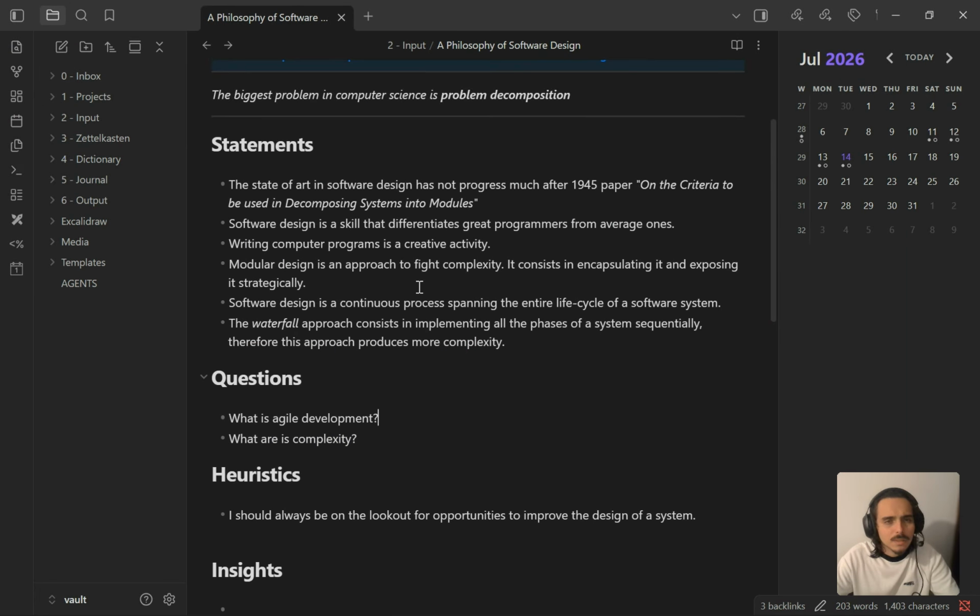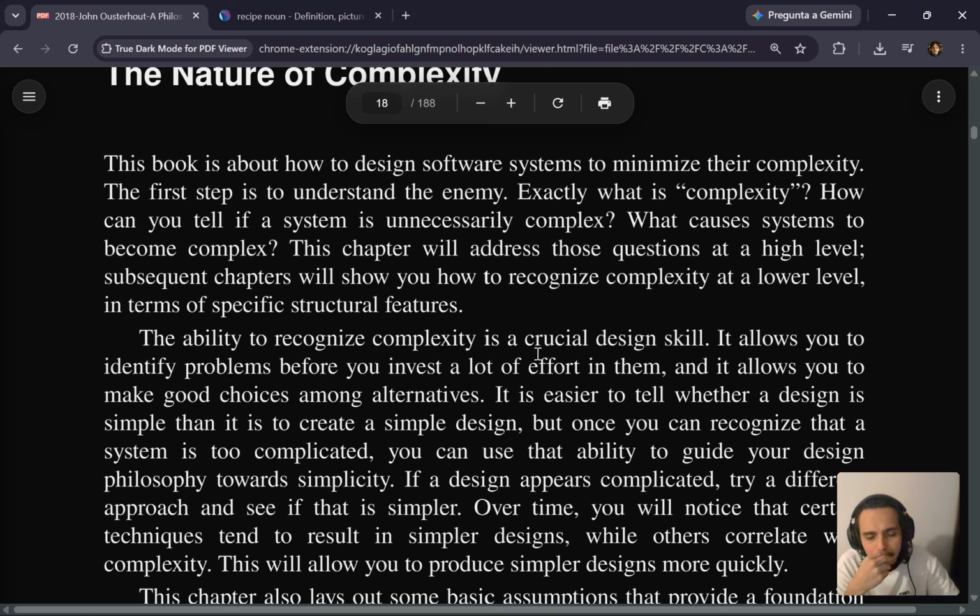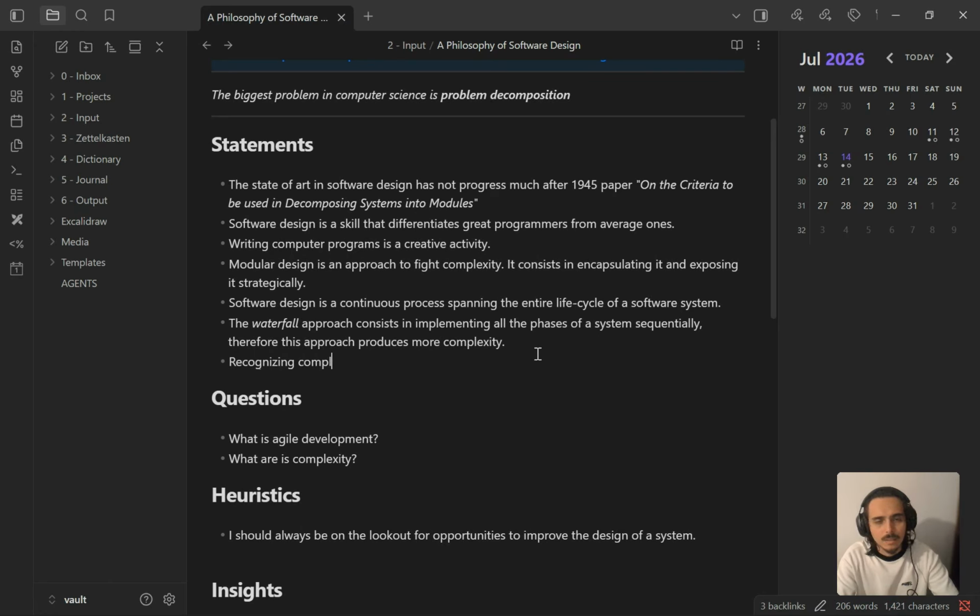Another important statement, but we have something similar. Software design is a skill. In the skill set of software design, we could state it like that: the ability to recognize complexity, recognizing complexity, is a paramount skill, sub-skill, whatever. Recognizing complexity is a paramount skill. What is complexity? How to recognize it? Let's see.